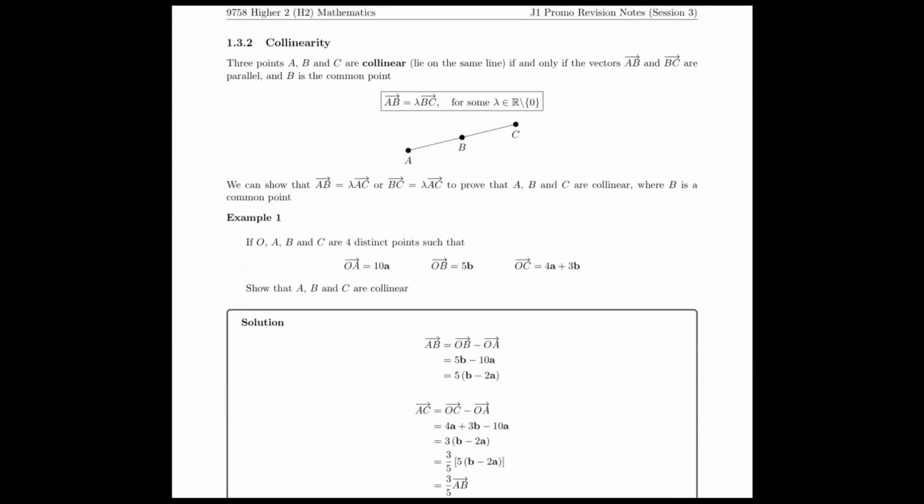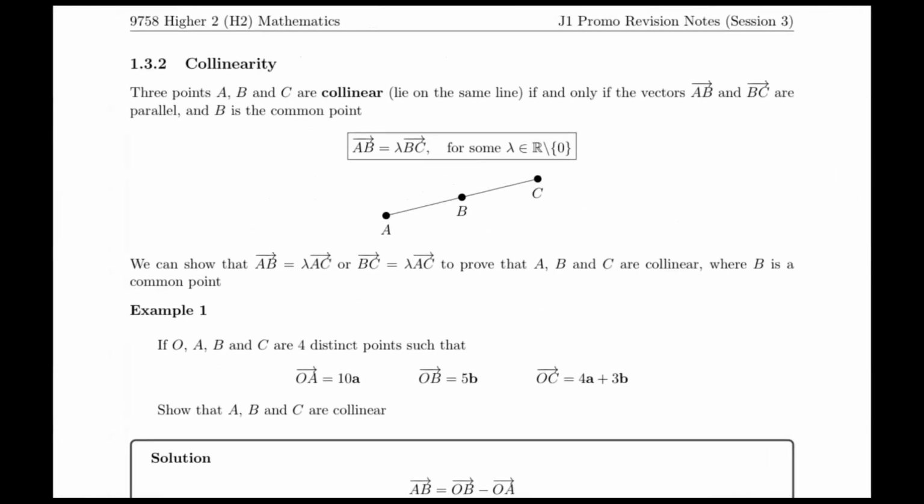Okay, now collinearity. When two vectors are collinear, it's basically saying that they are scalar multiples apart. So what's the difference between parallel and collinearity? It's about the same thing. The only difference is just that there is a common point.